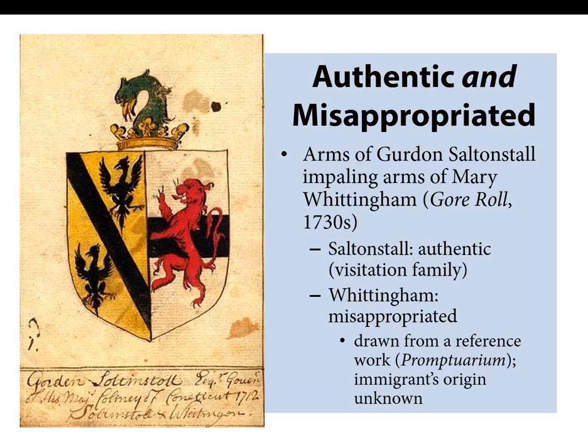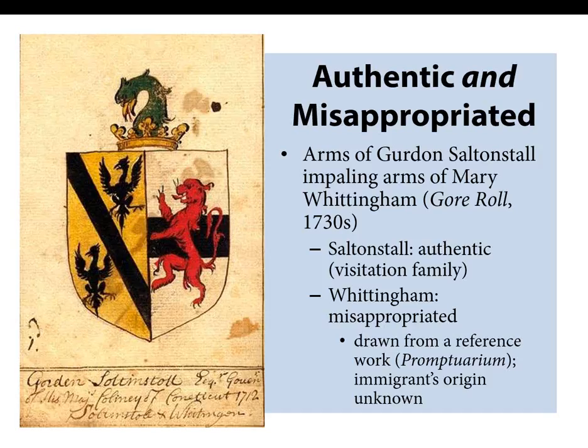The next slide. And this is the very last example. We saw this already, another impaled arms from the Gore Roll. And here it's even more clear. We've got one authentic coat on the left for the Saltonstall family, one of the only knightly families that came to New England in the early 17th century. And on the right, the coat of arms for Mary Whittingham, who was Gurdon Saltonstall's wife.